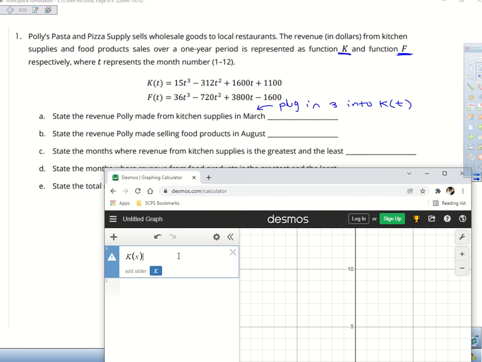Desmos doesn't take T as a variable, so you have to change all of your T's to X's, okay? So it's not any different, but you just flip them around to X's. Just be careful of that because Desmos says, oh, T's not a variable. So yeah, you've got to go with their rules. It's their website, right? So we got X, and then we got plus this. So this formula right here represents the kitchen supplies, right?